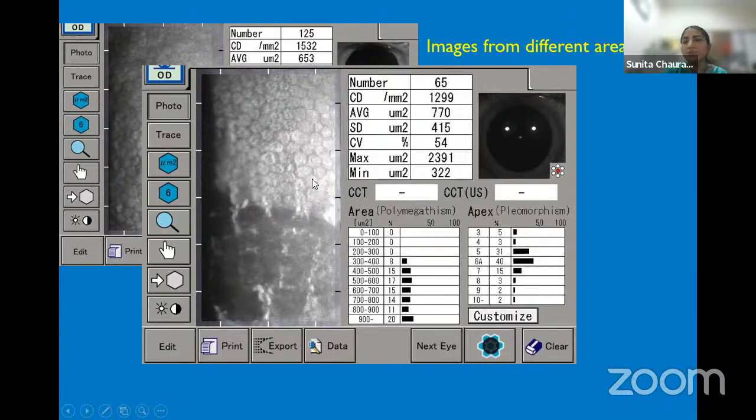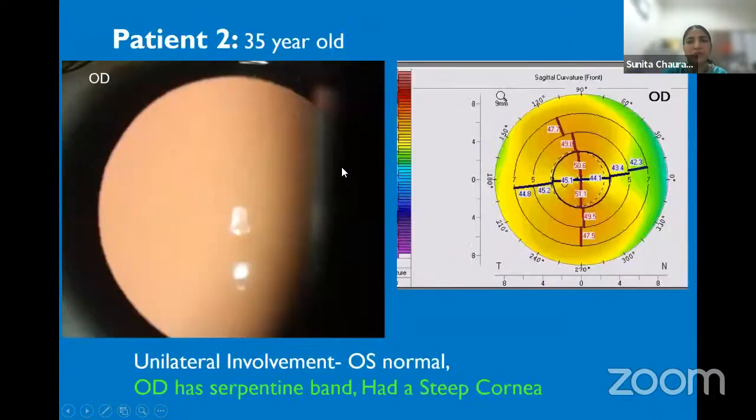But this is the peculiarity of this posterior polymorphous corneal endothelial dystrophy. Another patient of the same dystrophy was a 35-year-old with unilateral involvement. The left eye is normal, but if you look at the right eye, it had serpentine band-like patterns like this, and this patient also had a steep cornea.